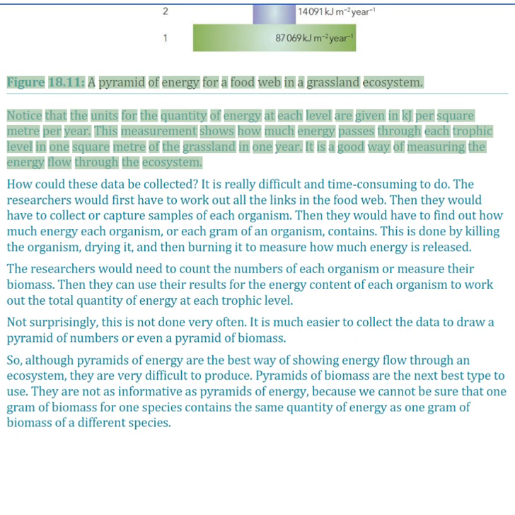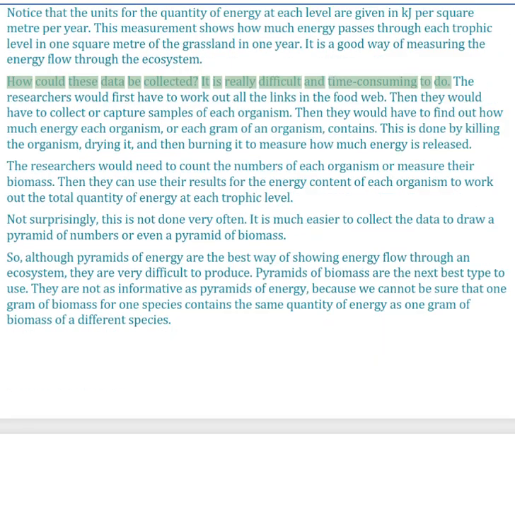Notice that the units for the quantity of energy at each level are given in kJ per square meter per year. This measurement shows how much energy passes through each trophic level in 1 square meter of the grassland in 1 year. It is a good way of measuring the energy flow through the ecosystem. How could these data be collected? It is really difficult and time-consuming to do.